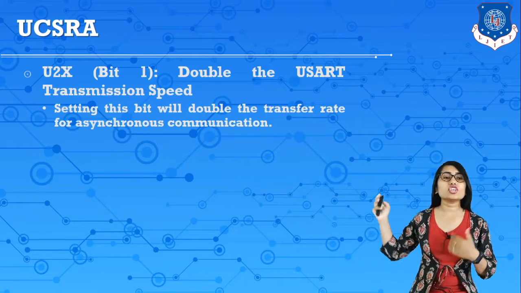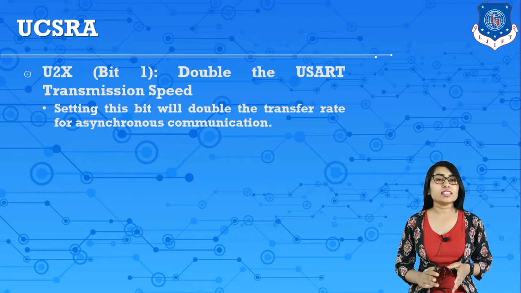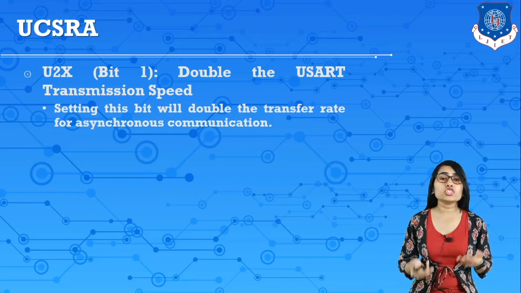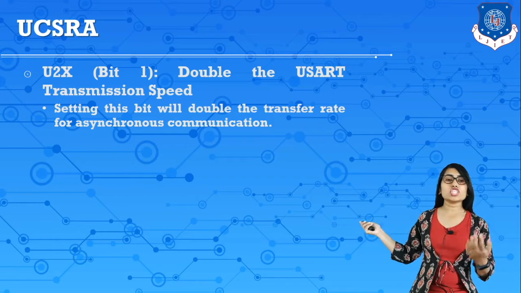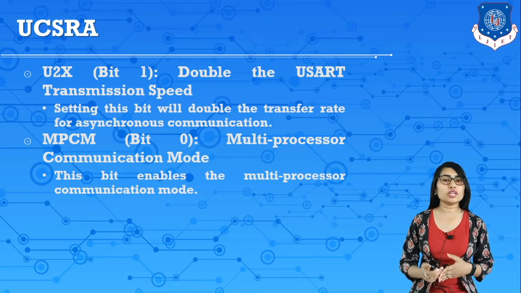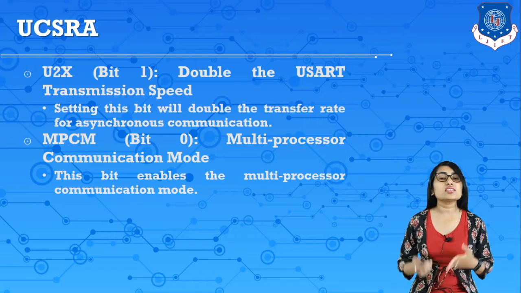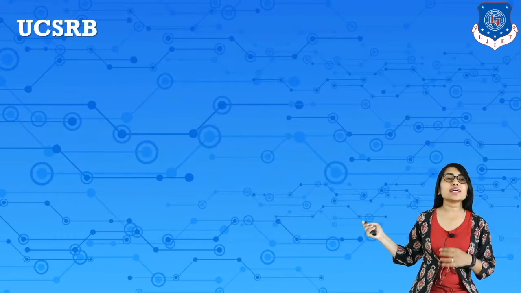Now next is U2X, double the USART transmission speed. Setting this bit will produce double the transfer rate for asynchronous communication. And the MPCM bit, that is multiprocessor communication mode. This bit enables multiprocessor communication mode. So these all are the UCSRA register.